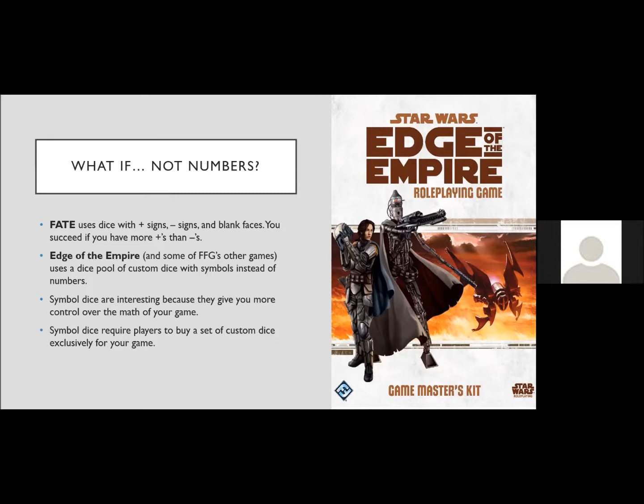Another system that uses this is Edge of the Empire, as well as a couple of Fantasy Flight Games' other role-playing games. These games use a dice pool of custom dice with symbols instead of numbers. Using symbols on dice can be extremely interesting because it gives you complete control over the math of your game. The main downside is that symbol dice require players to buy a set of dice exclusively for your game. If you're making a digital game, this actually isn't an issue. Not only can you program the dice to have as many of the symbols as you want, you can also program the dice to have as many sides as you want, giving you infinite control over the odds of success or failure for your game.